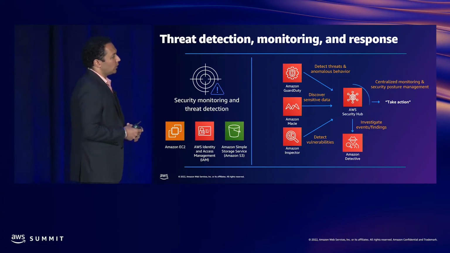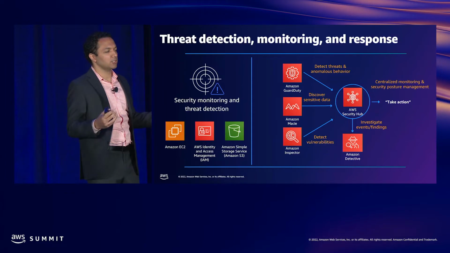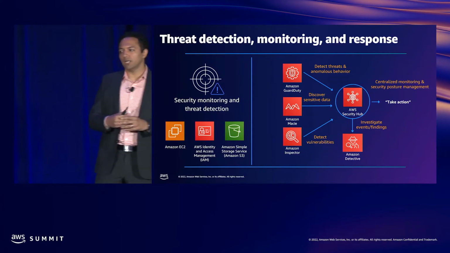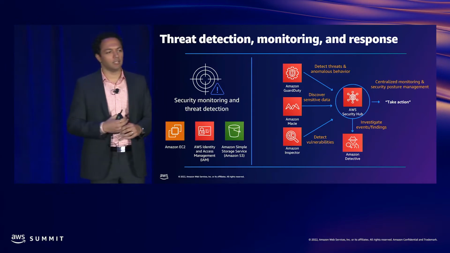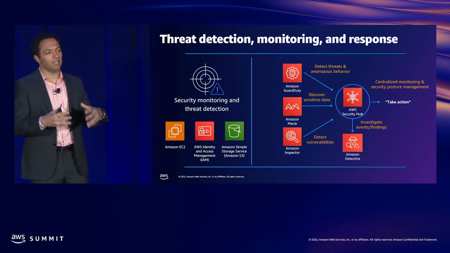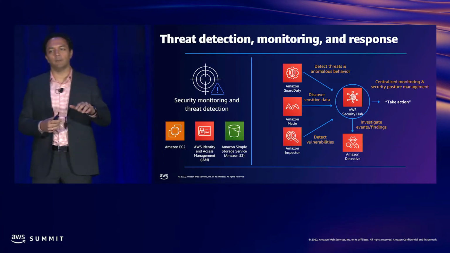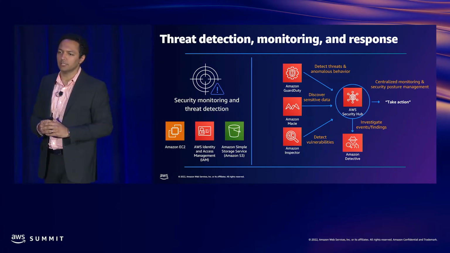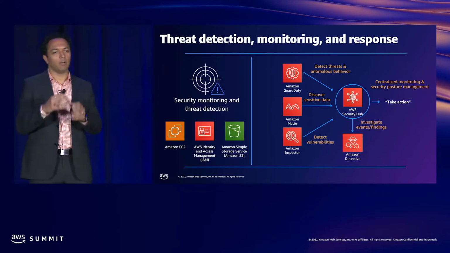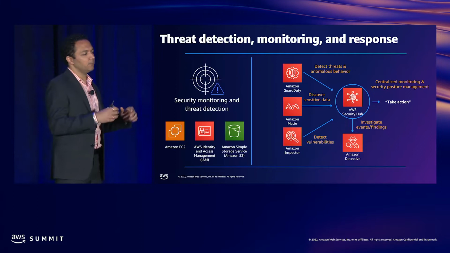The third service that I want to highlight is AWS Security Hub. AWS Security Hub is our centralized monitoring as well as security posture assessment service. That is where customers can aggregate the findings from native AWS security services and also third-party partner integrated services and bring all those findings in one place for a quote-unquote single pane of glass for their security teams.